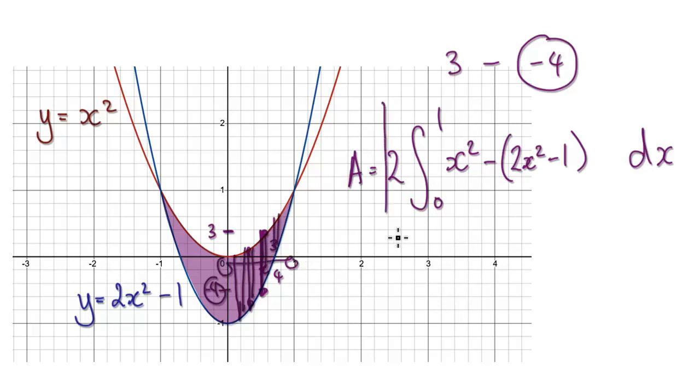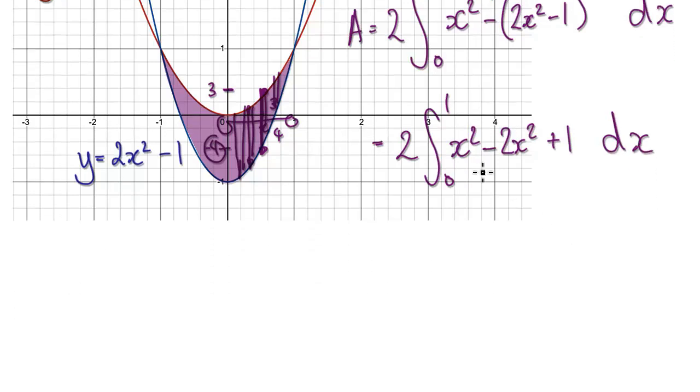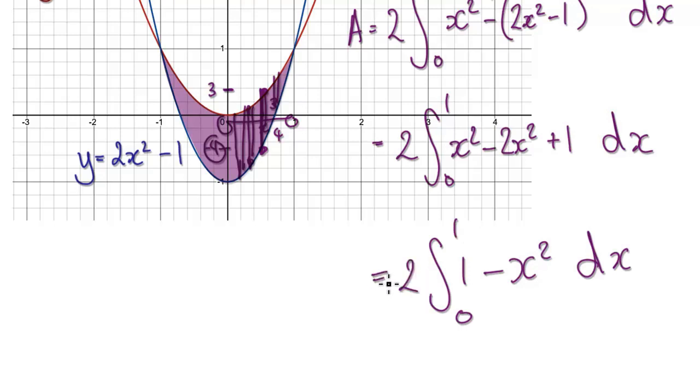So we are currently here at the moment. So now tidy this up. So this will then become negative, and then this will become a positive. So that will then be 2 integral from 0 to 1 of x squared minus 2x squared plus 1 dx. Multiply this out. And then combining these two together, it would be a minus x squared. So I'm just going to move this 1 in front. So 2 lots of the integral of 1 minus x squared dx from 0 to 1.